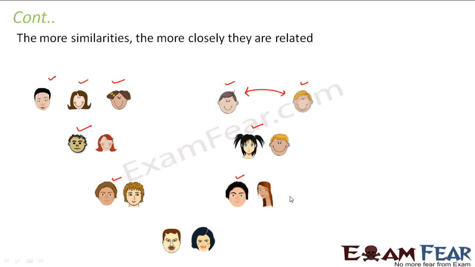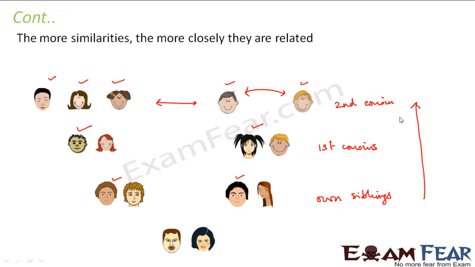So here in this case, they were own siblings, so the similarities were more. Here they were first cousins, so the similarities were less. Here they were second cousins. This group and this group are second cousins. So the similarities are even lesser. So here also you see as we go up, the similarities keep decreasing. So you understand this concept?